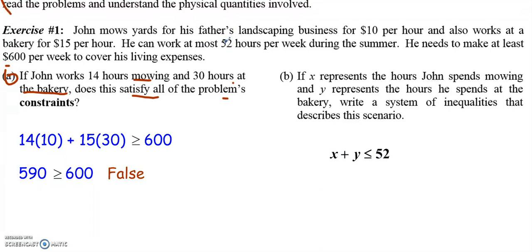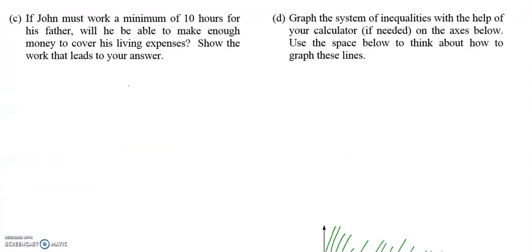And then what about here? Now, when we're talking about dollar amounts, we have to put the dollars with the number of hours. So he gets paid $10 an hour for the mowing hours and $15 an hour for the bakery hours. And again, that has to be at least 600. So it has to be 600 or more. So that's basically the system I came up with. Hopefully you did okay with that. And let's move on to part C here.